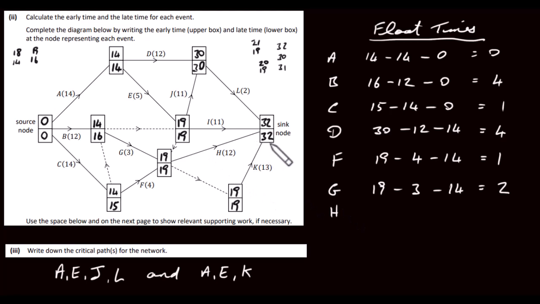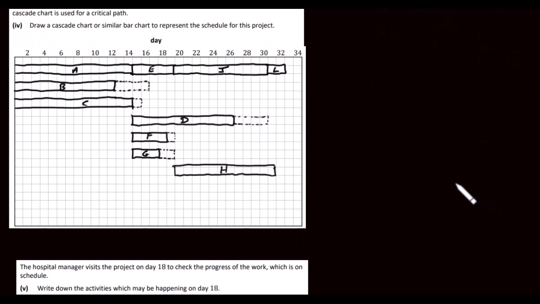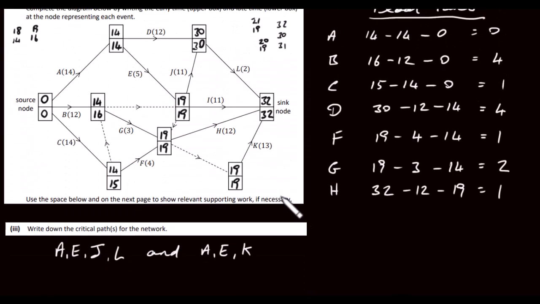So H is here, so we take the late time here, which is 32, we subtract the duration, which is 12, and we subtract 19. So that gives us a float time of 1. Okay, so we just need to put in 1 here, 1 in dotted lines out here. Next one then, we've got H, so next one is I.